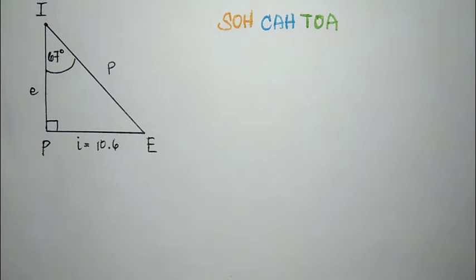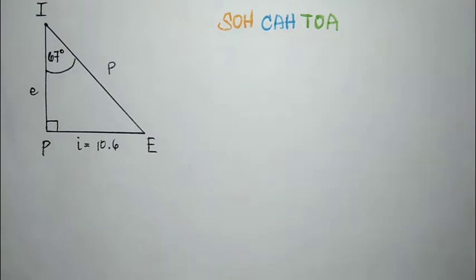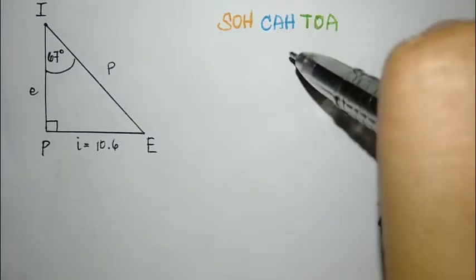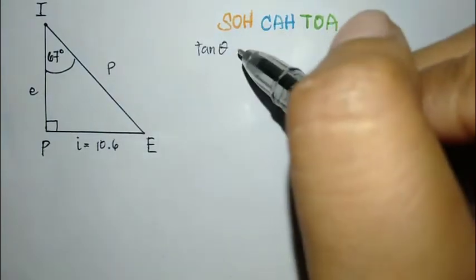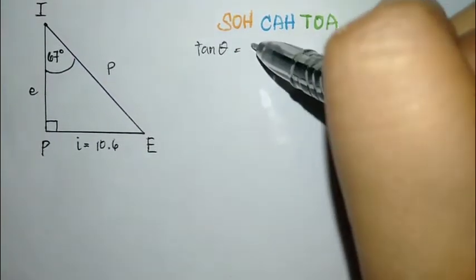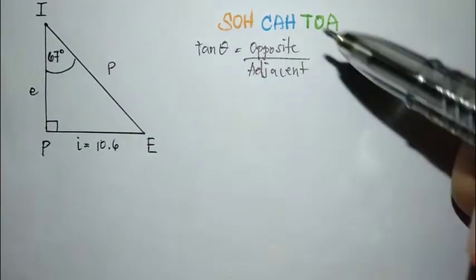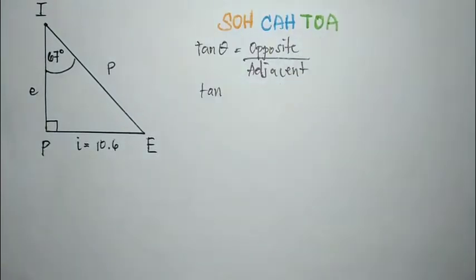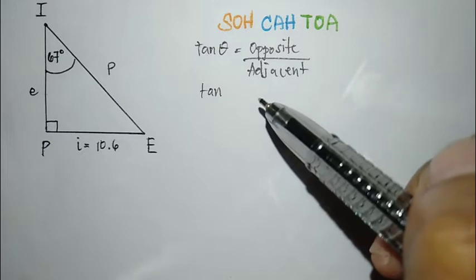na magkasama. O and A. So, we have TOA. Right? So, therefore, tangent theta ang ating gagamitin para sa ating formula, is equal to opposite over adjacent. Okay? And then next is, substitute lang natin yung mga value na nasa right triangle. Okay? Sundan lang natin yung formula palagi.